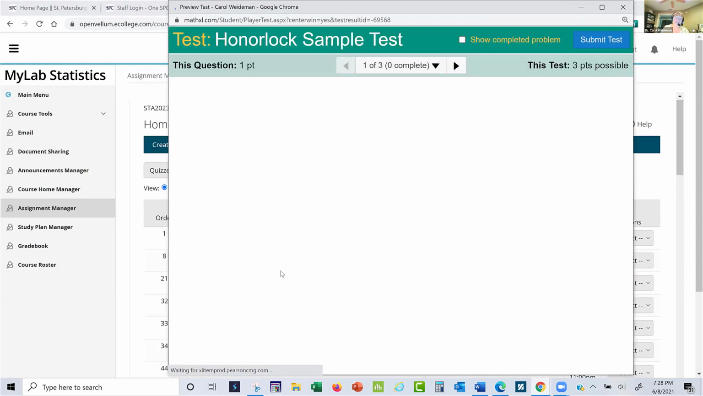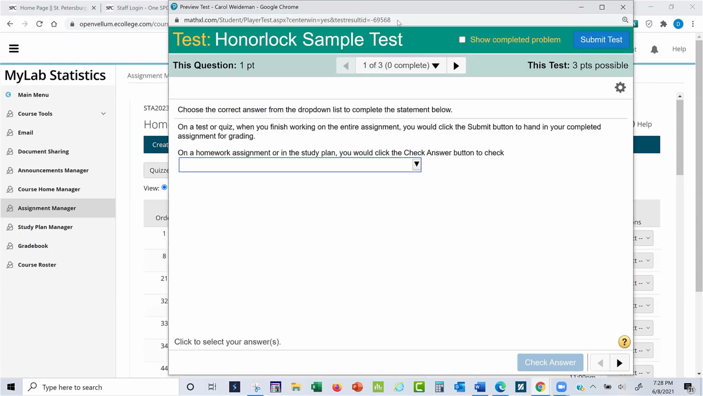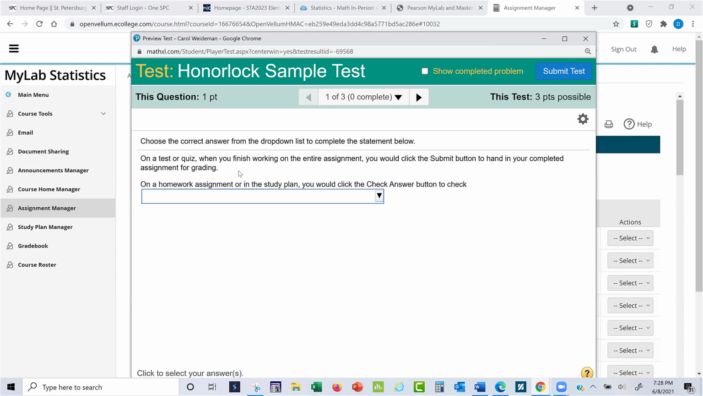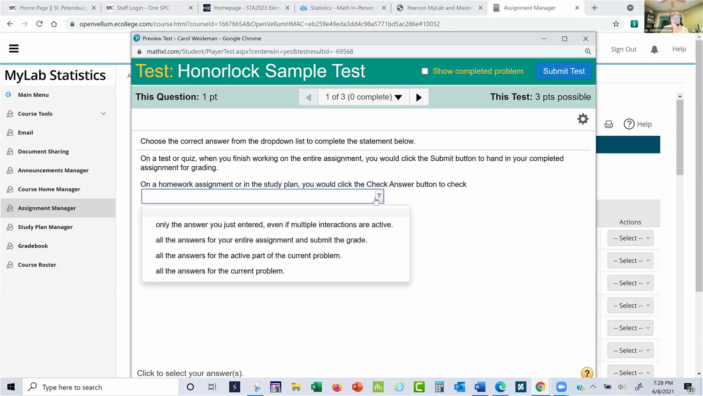Let me just take a look real quick and see. Okay. I think it might be, let's see, on a question, when you finish the entire assignment, you would click submit to hand in your completed assignment for grading. On a homework assignment, you would click on check the answer to check.